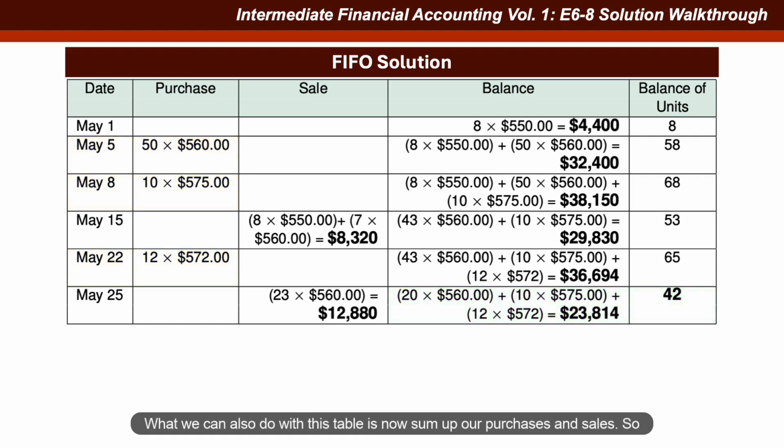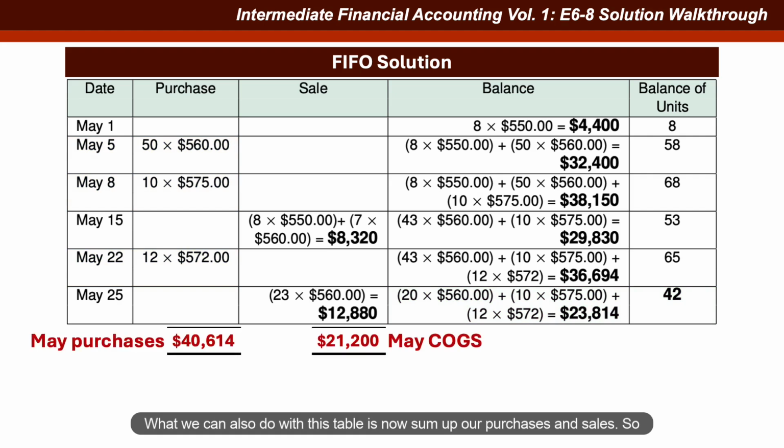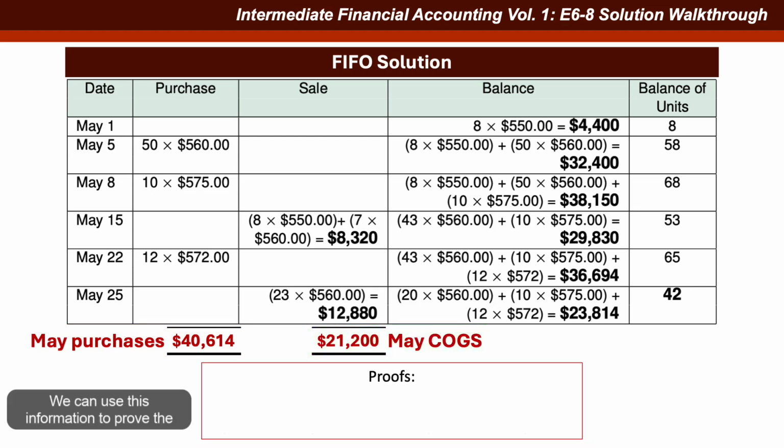What we can also do with this table is now sum up our purchases and sales. So when we take the number of units purchased times the purchase price, the total purchases in May were $40,614, and the total cost of goods sold in May is $21,200. We can use this information to prove the balances in our ending inventory. If we started with 8 units to begin with and purchased 72 during the month and sold 38, we should end up with 42 units in inventory, which is what we have. And this is why the data doesn't have to provide you with this number.